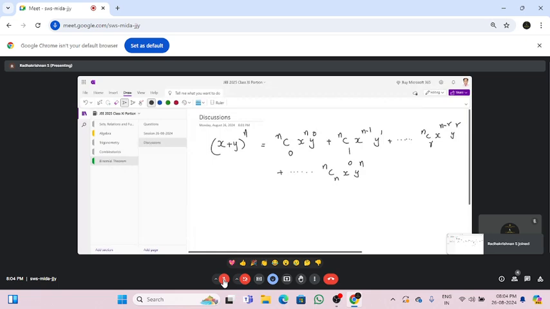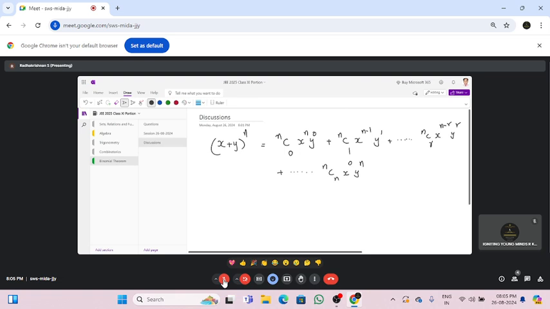So (x + y)^n is equal to nC0 x^n y^0, nC1 x^(n-1) y^1, and so on, nCr x^(n-r) y^r, and the last term will be nCn x^0 y^n. Both nC0 and nCn are equal to 1. So the first term will be simply x^n, the last term will be simply y^n. The intermediate terms are like this: nCr x^(n-r) y^r. That is the format, for r varying from 0 to n.